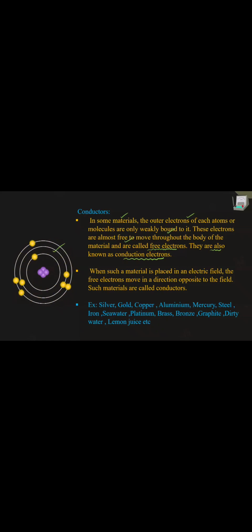We know that if these conductors are placed in an electric field, the electrons move in a direction opposite to the electric field. Why is it moving opposite to the electric field? Later I will explain. Whenever these conductors are placed in an electric field, a force is produced on each electron. Because of that force, the electrons move in the direction opposite to the electric field. In any material, if the electrons are moving, such materials are called conductors.